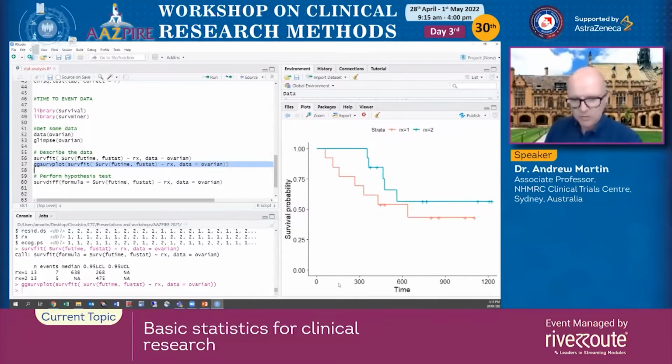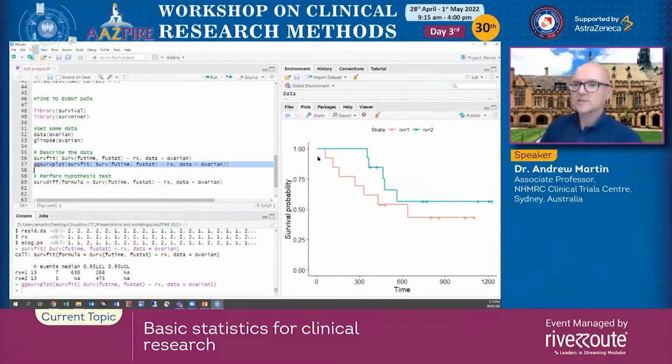initially. We've got time running along the horizontal axis, and you can see that over time, the probability of survival is decreasing. Now, these little crosses, they indicate censored observations. They don't have any effect, in terms of introducing a step in the curve.